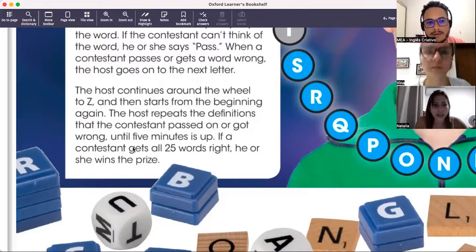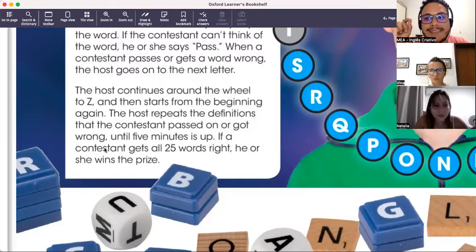Remember that there's no X sound, okay? It's contestant.